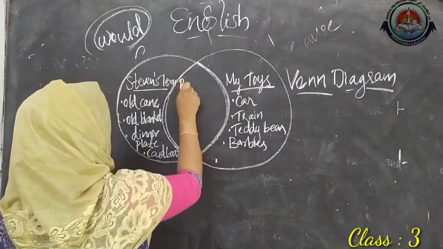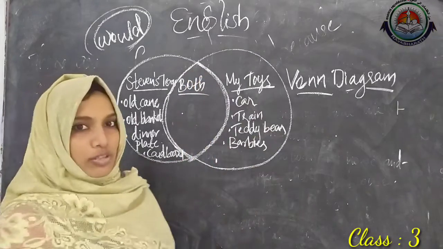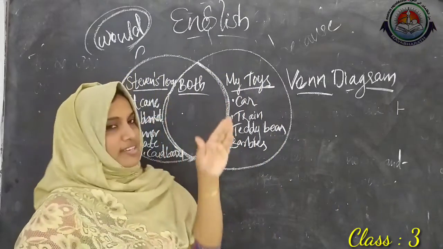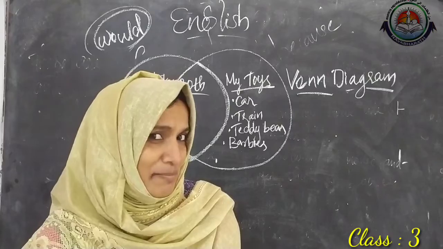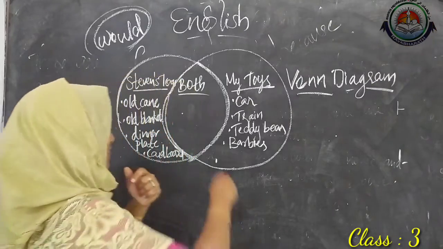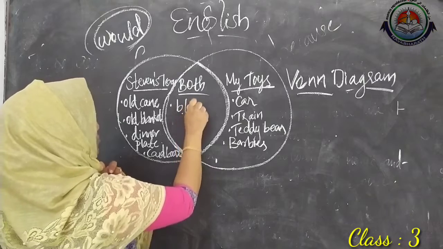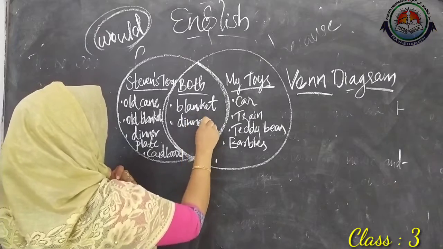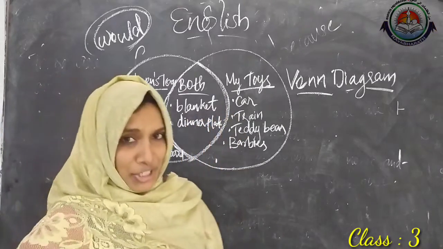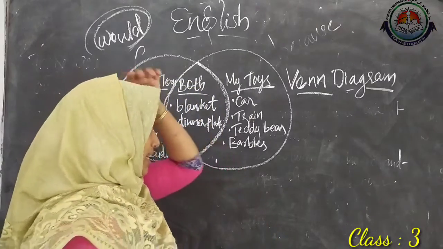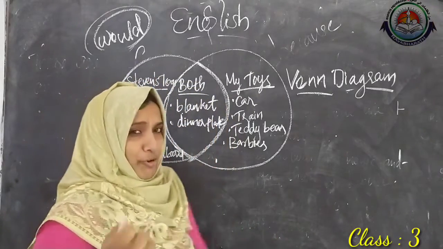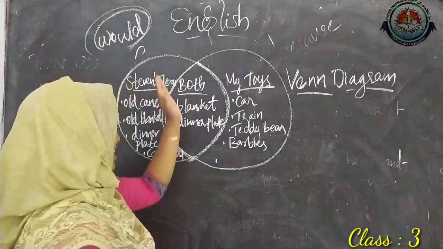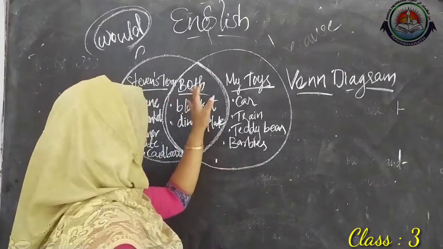Then see this overlapping part. What do you have to write here? Both means the common, the similar things about your toys and Steven's toys. Have you ever played with a blanket? Yes, sometimes you will play with your sister, right? For hide and seek. So we can write blanket and dinner plate. Yes, dinner plate. When you are in KG, when you are little, you play with a dinner plate, as the steering of the car. Did you remember it? So that type of things you have to write here in this middle part.